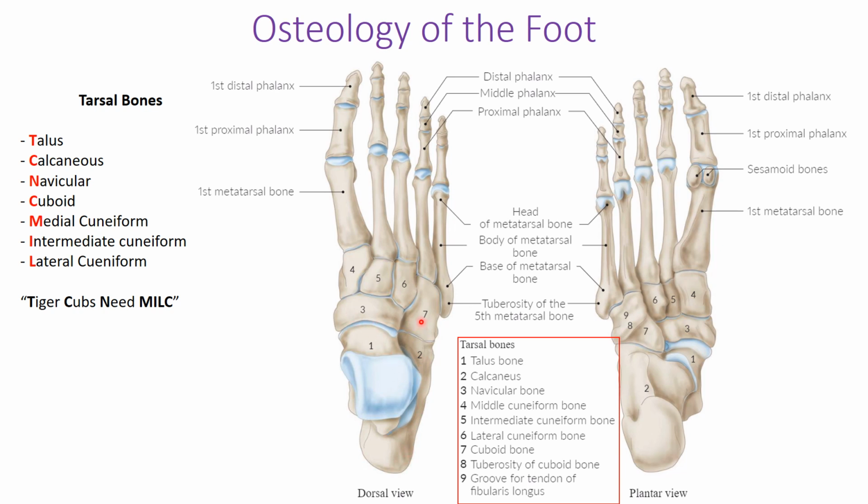And if you come over here laterally, within this same row, this is where we're going to get the cuboid. And apparently someone thought that it looked like a cube, so this is where it gets its name. Cuboid right here, number 7.